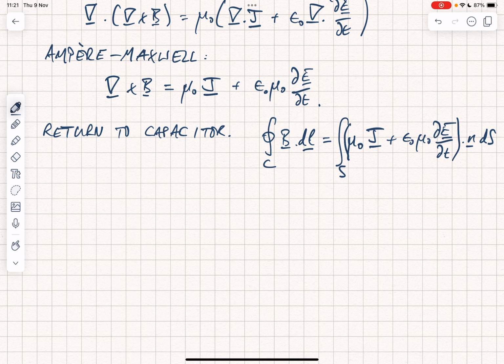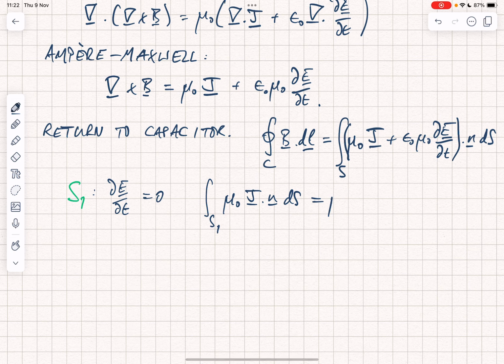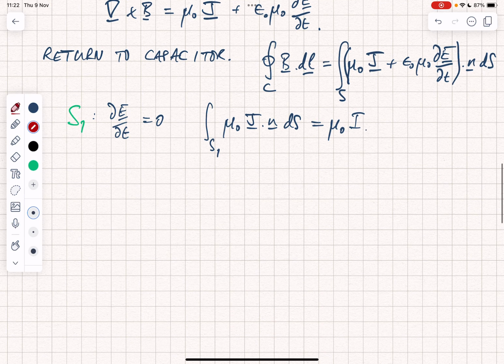Now, I think I used green, so we're going to have surface 1. If we take surface 1, that's the surface which is cutting the wire, then we're not going to have dE by dt, so dE by dt will equal 0. So the integral over surface 1 of mu naught J dot n dS is equal to mu naught I, exactly as we had before. Sorry, there should be a mu naught there. That's not changed.